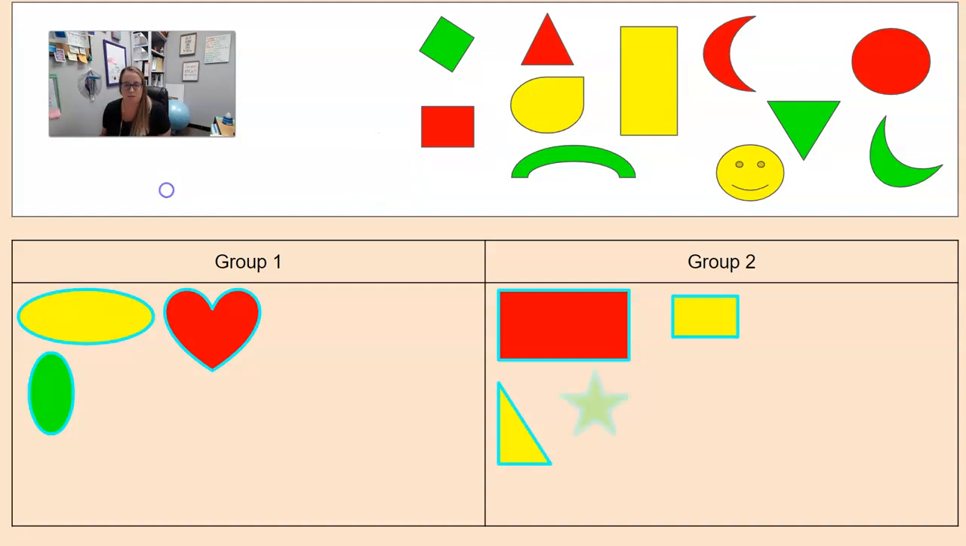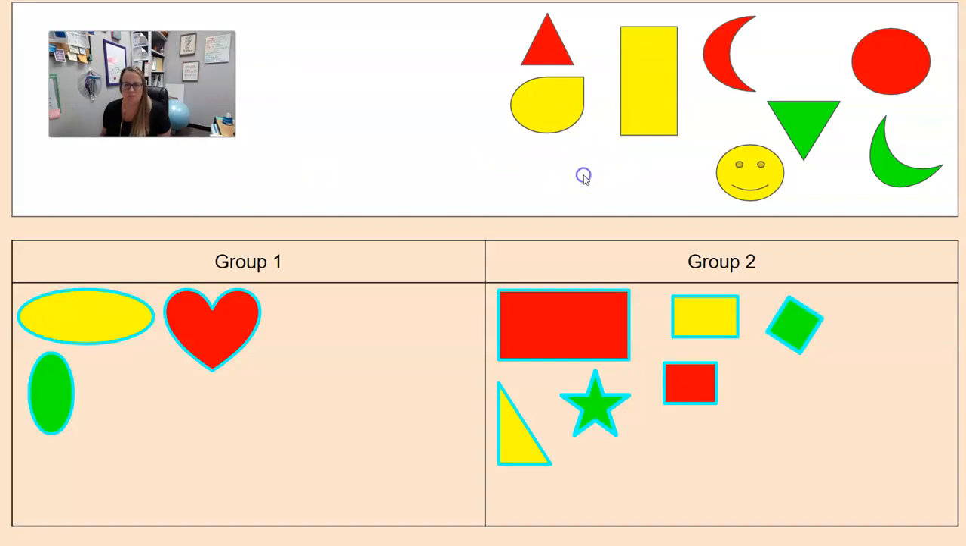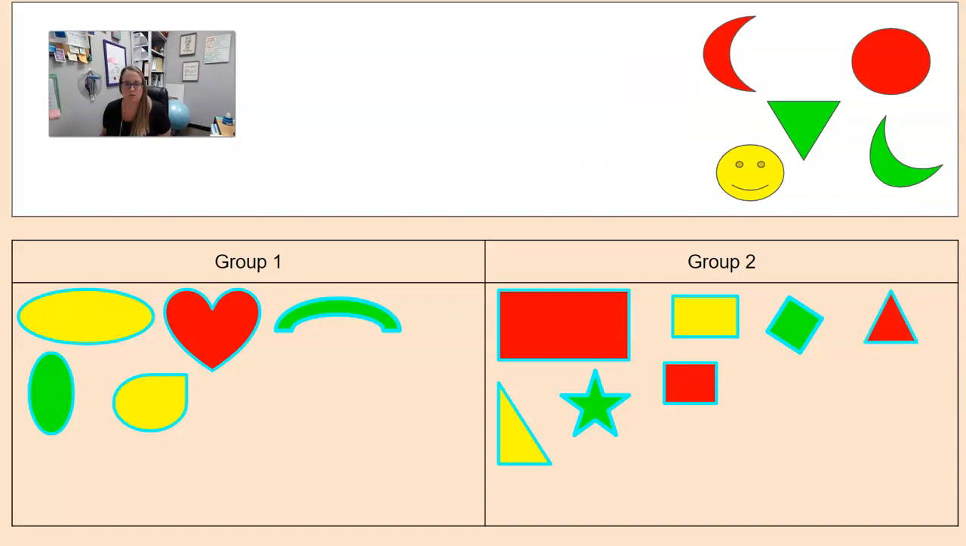Green star. Red rectangle? Green square? My green rainbow looking shape. Where do you think it's going to go? It's going to group 1. What about the teardrop or the raindrop? Group 1. Triangle. Group 2. Rectangle. Group 2.